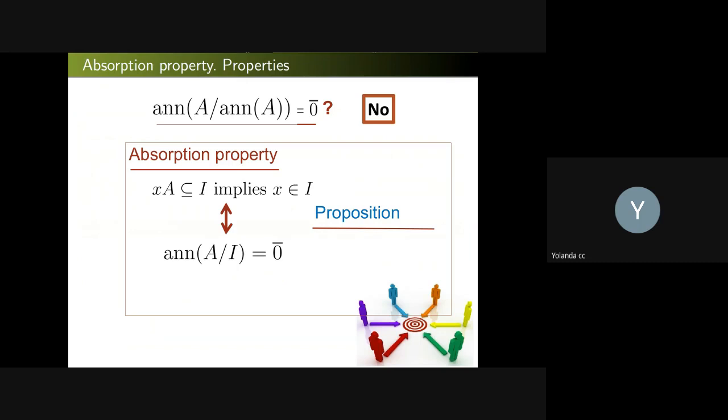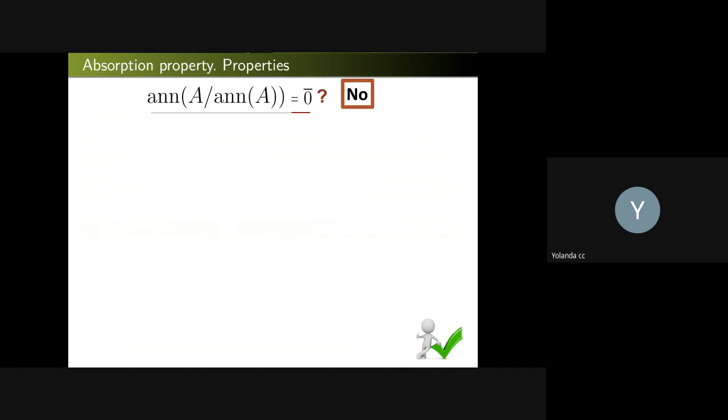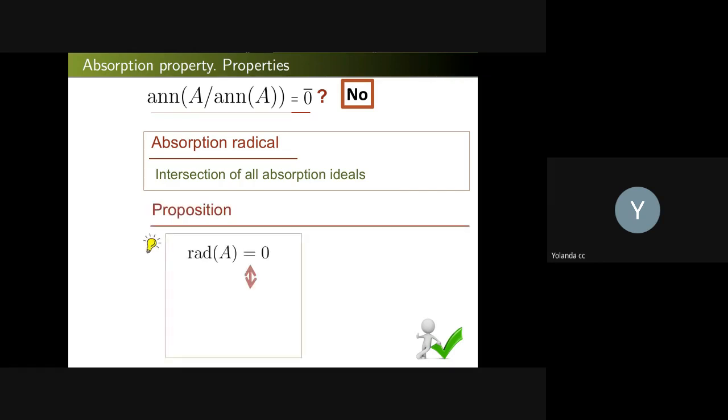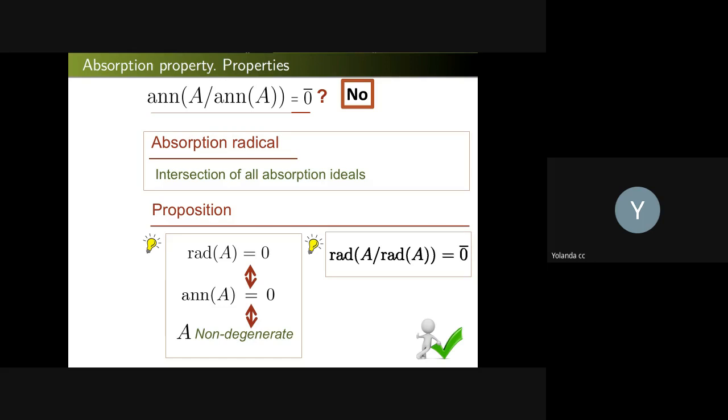But if we have many ideals that verify this property, which one do we choose? We are going to consider the intersection of all ideals having the absorption property. See, the intersection of two ideals with the absorption property has the absorption property too. And we call it the absorption radical. Now we have that an algebra is non-degenerate if and only if the annihilator is 0, equivalent to saying that the radical is 0, but now the quotient algebra over the absorption radical is non-degenerate. It's perfect for us. Okay?